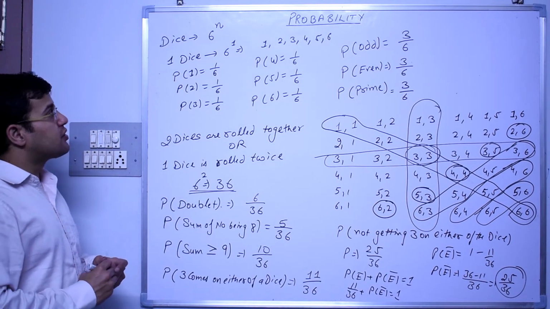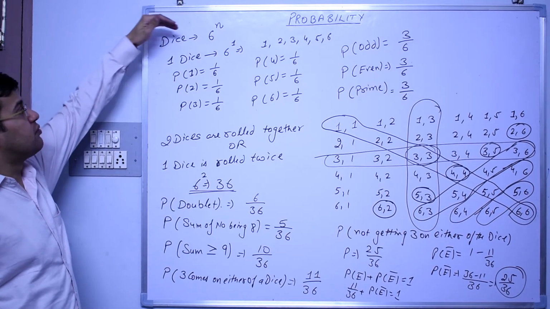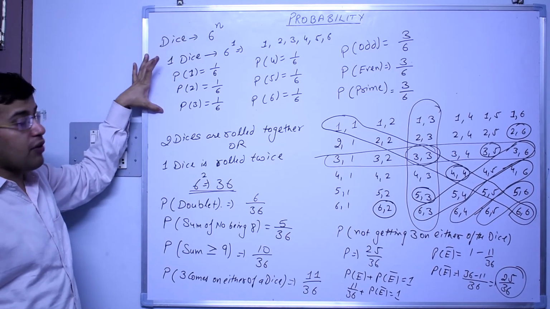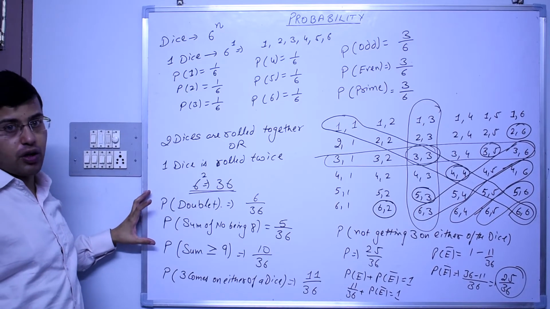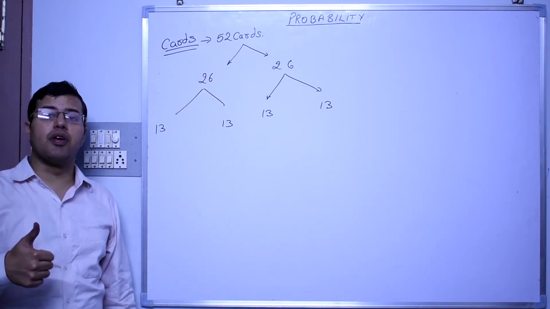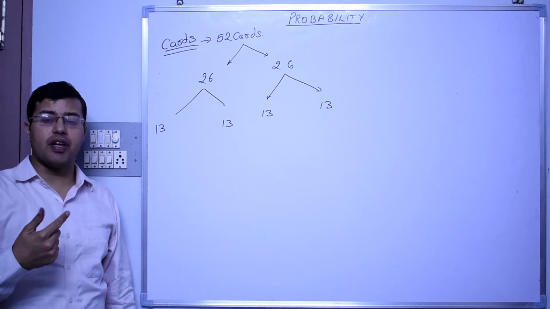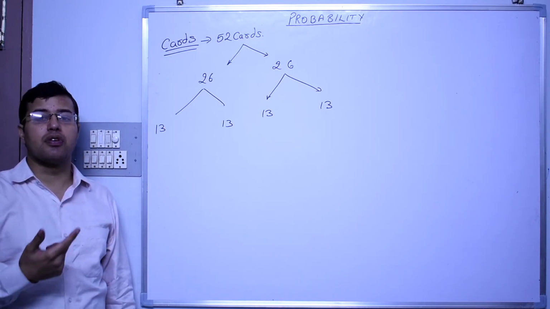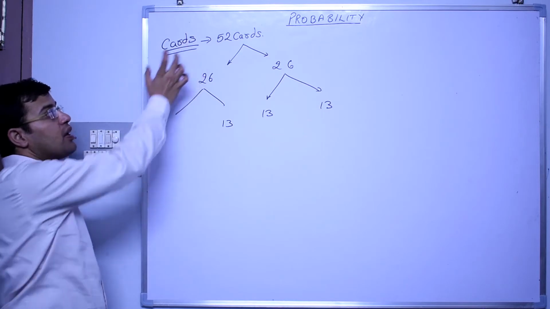So with this we have discussed dice, with 6 faces, when 1 dice is rolled or when 2 dice are rolled. Once we have studied the probability of coins and also the probability of dice, the next case comes out to be cards.